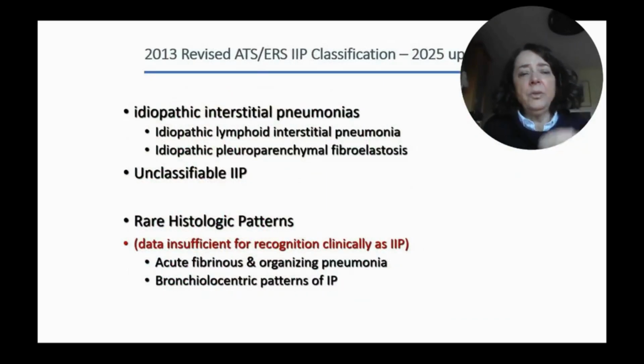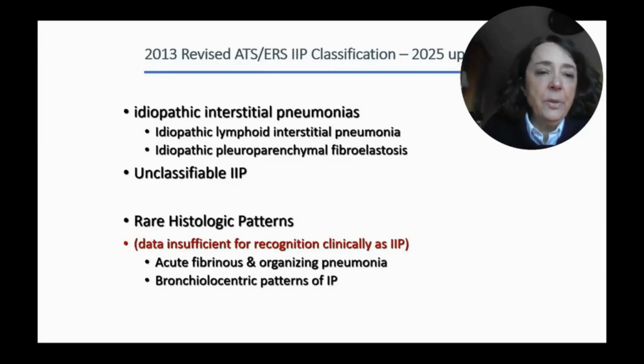So in the 2013 classification, we can go a little bit deeper into that later. There were 2 entities that were considered rare, and now they have been accepted as normal, accepted entities. One is idiopathic or secondary lymphoid interstitial pneumonia, and the other is pleuroparenchymal fibroblastosis, primary and secondary. Unclassifiable IPs depend on the consensus of the diagnosis. So this is another thing.